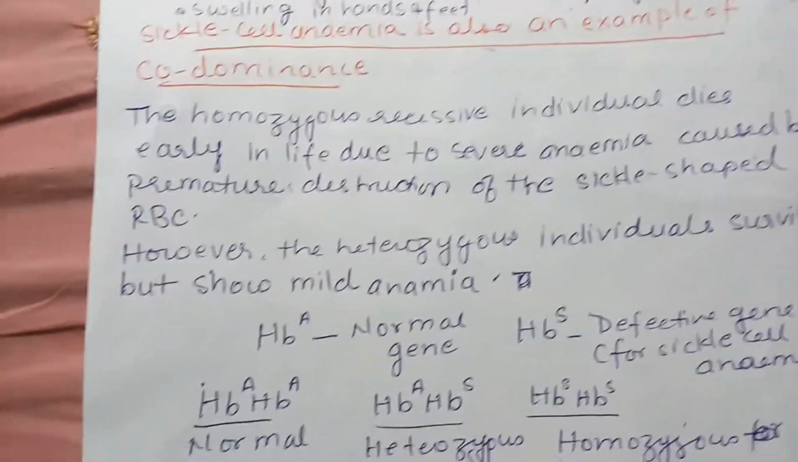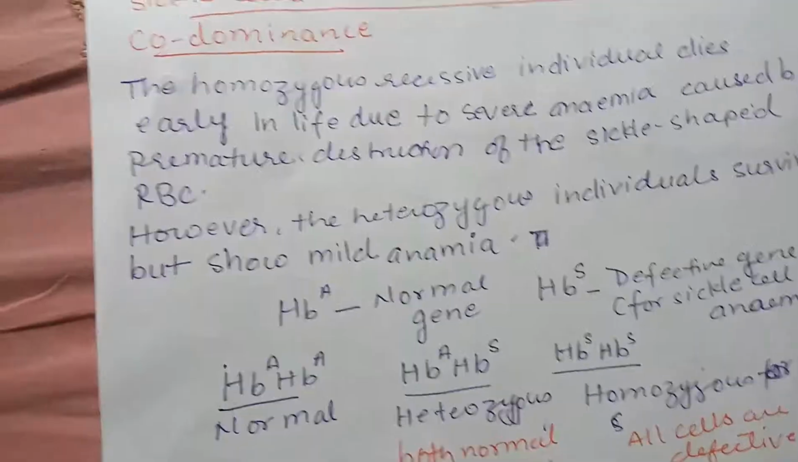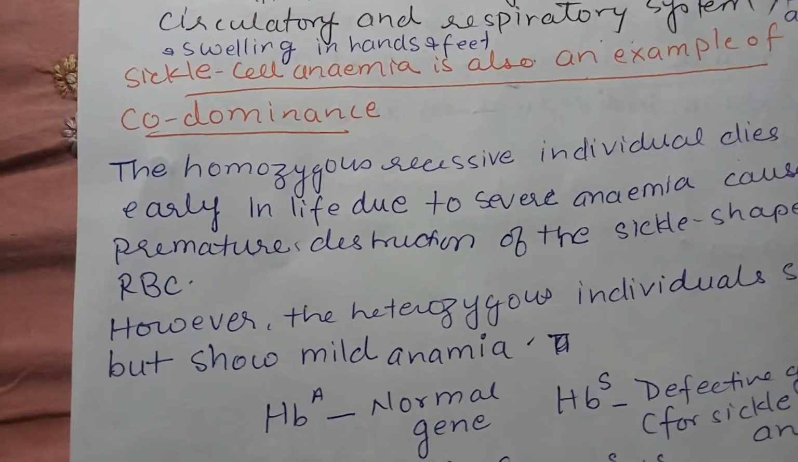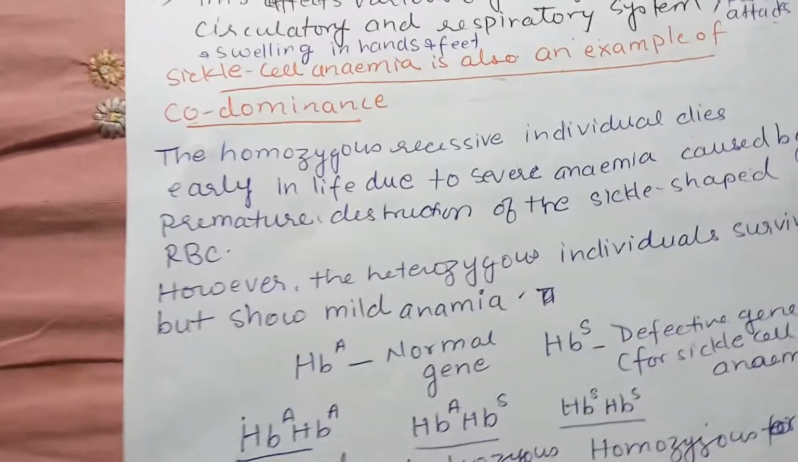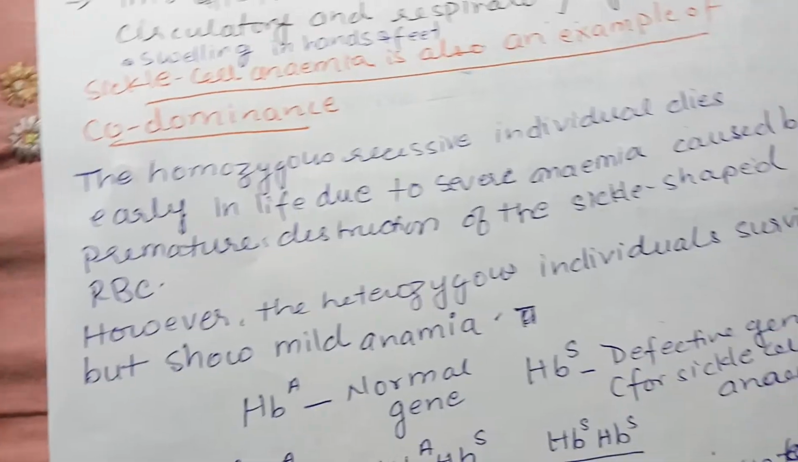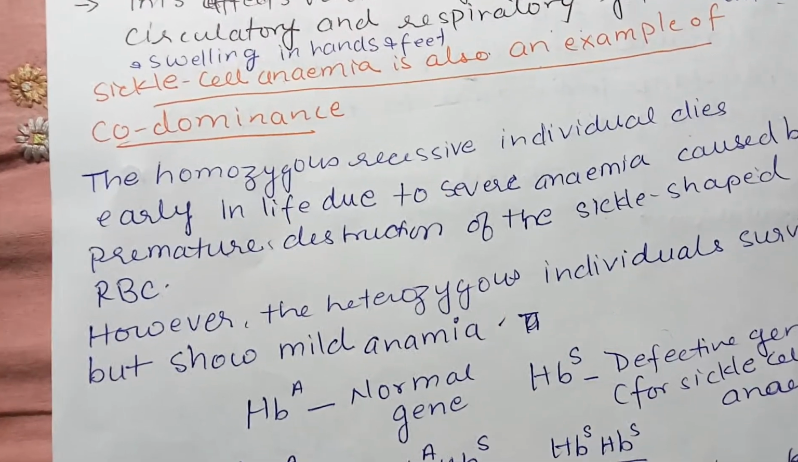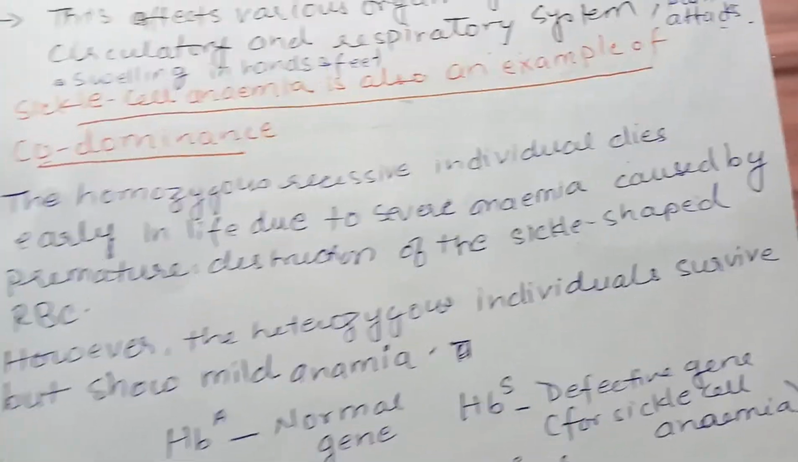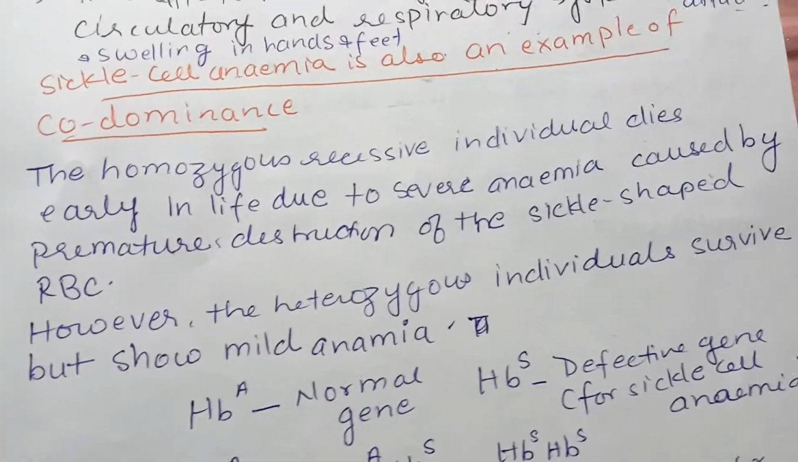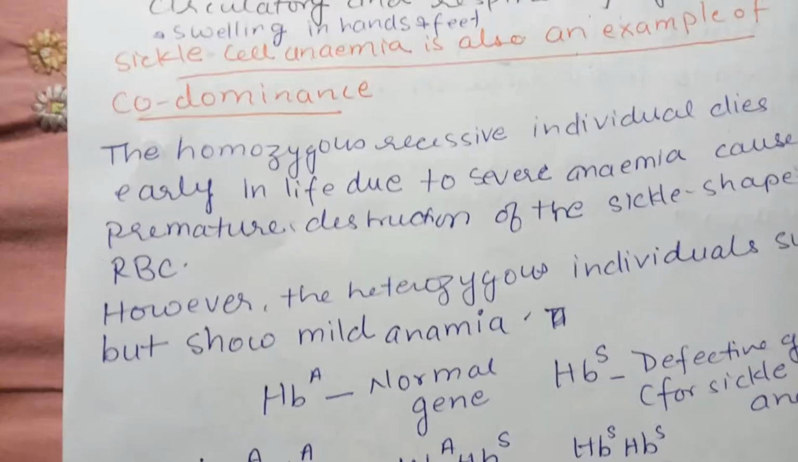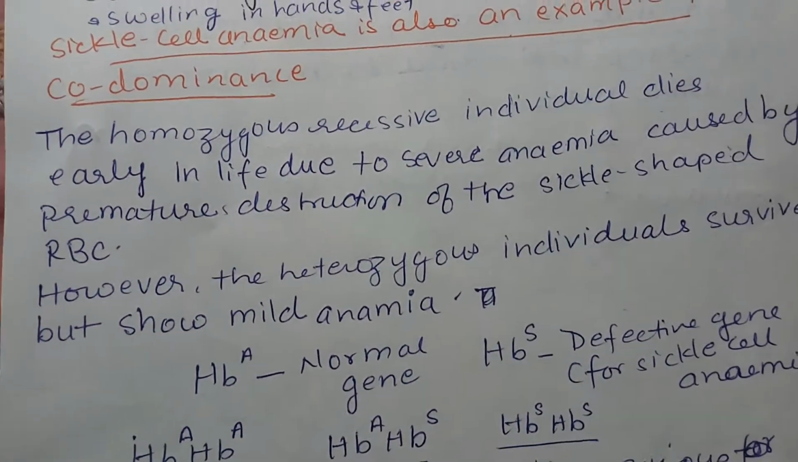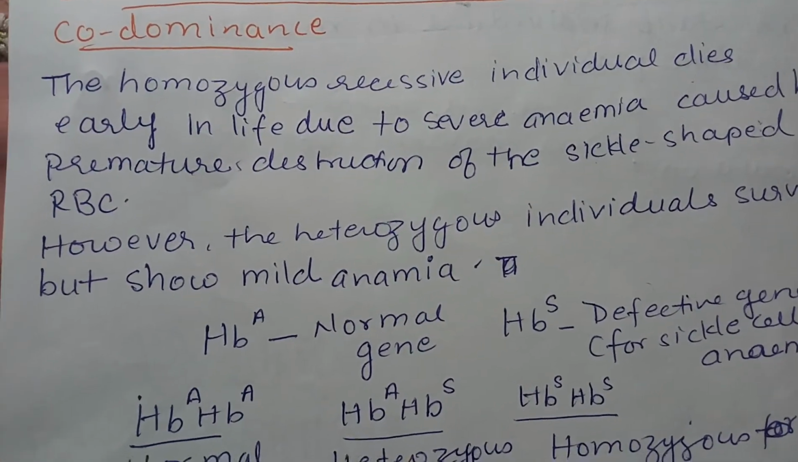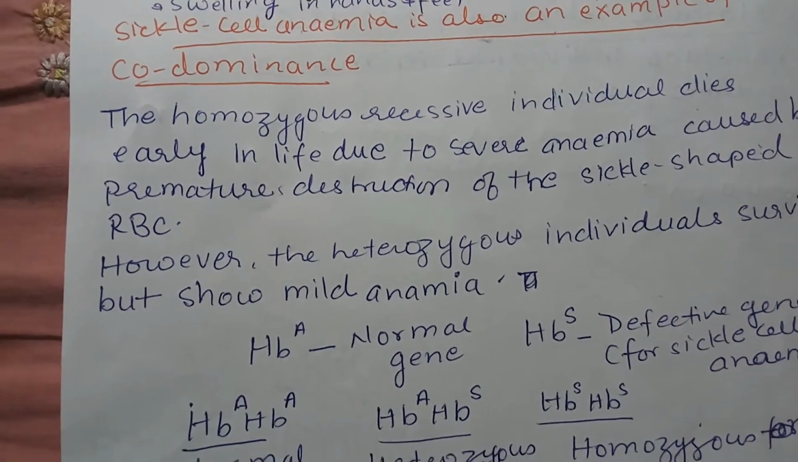Now sickle cell anemia is also an example of codominance. It is because the person who is a carrier for sickle cell anemia has the gene in the heterozygous condition. One is the normal gene, another one is the defective gene. And the person who is homozygous for sickle cell anemia, where both the alleles are defective, will not survive much.